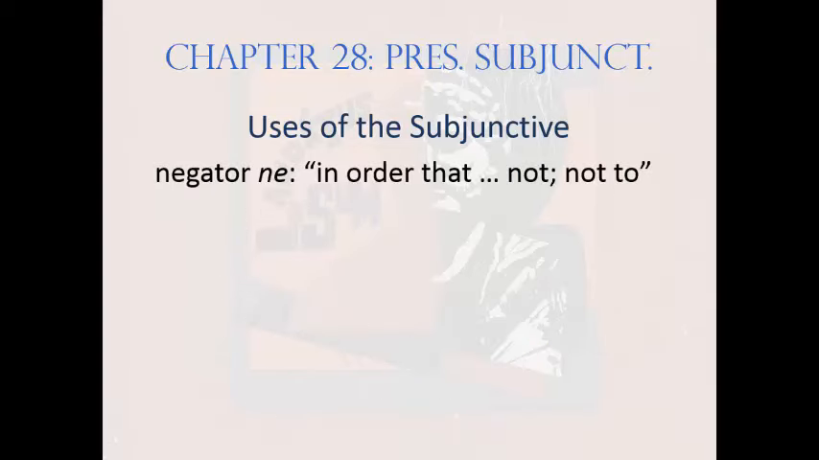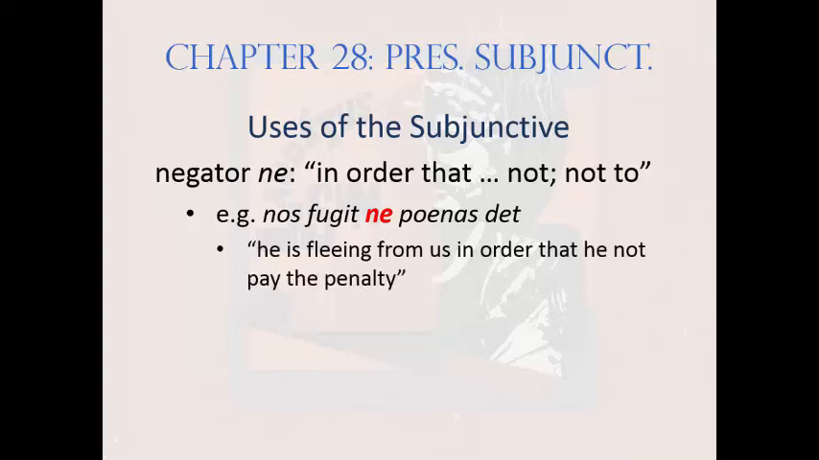A negative purpose clause, used when the point is to explain why someone avoided doing something, in Latin begins with ne, meaning in order that not, or not to, if you want to use the infinitive. For example, nos fugit, ne poenas det, meaning he is fleeing from us in order that he not pay the penalty. Note the lack of ending on pay here in English.